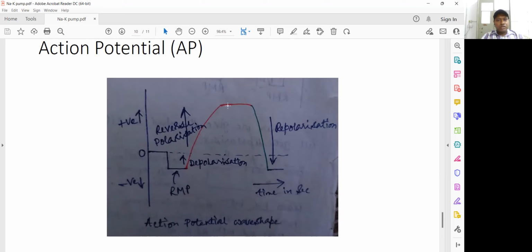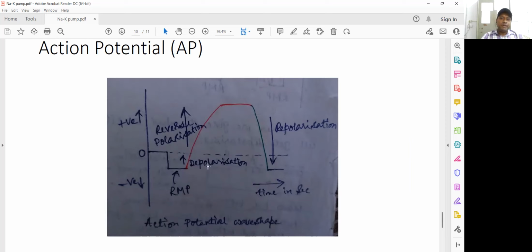Then this reverse polarized state will be retained for some time. Okay, as this is the x-axis, time in seconds. After some time, this positive value will decrease towards zero, and after zero it will try to get back to its RMP stage. Okay, this is the repolarization. From the positive value, the cell will try to get back to its natural RMP condition. This is the RMP condition, and this stage we will call repolarization, again polarized.